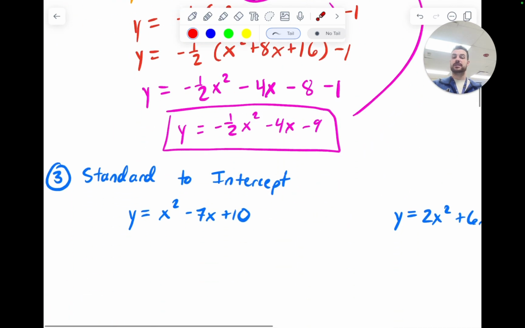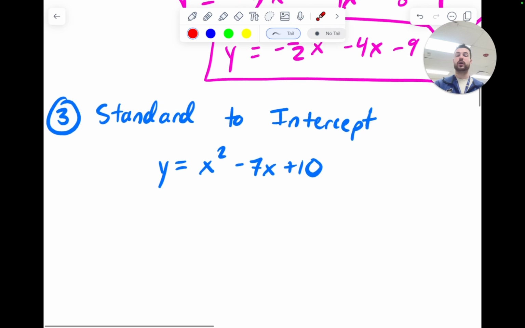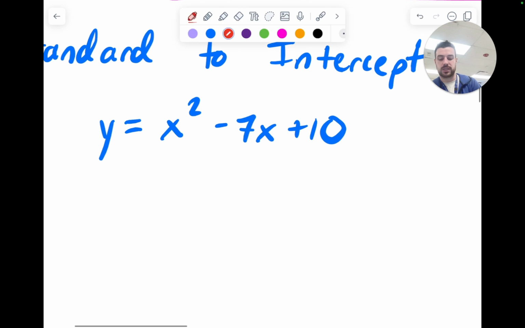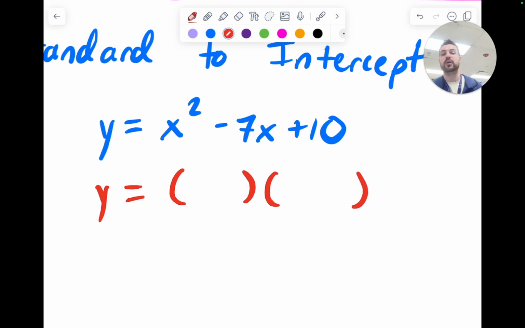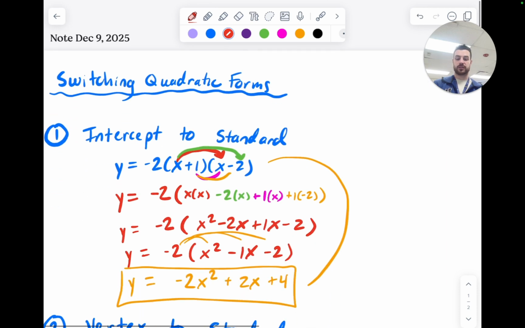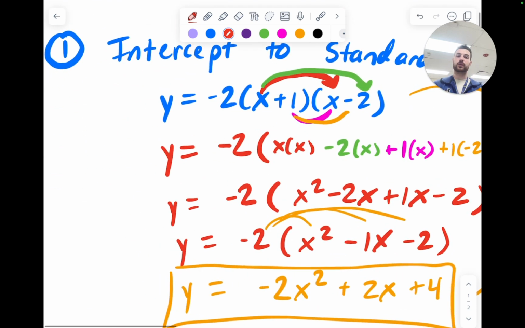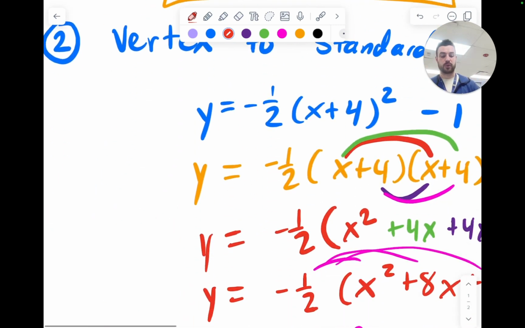Now, our next couple examples are going to be going from standard into our different forms. To go from standard to intercept form, we should know that we are going to need to have two sets of parentheses. Essentially, what we're doing is the reverse of what we did in the beginning. In the beginning, we FOILed to expand our binomials. Now we want to factor to go from the expanded version to broken down parts.